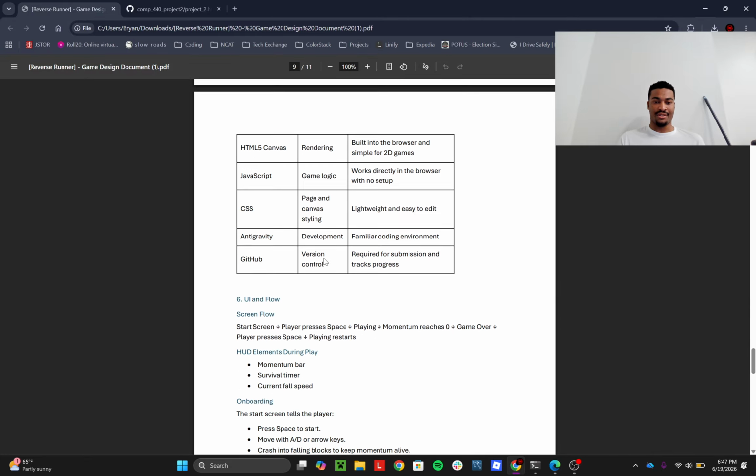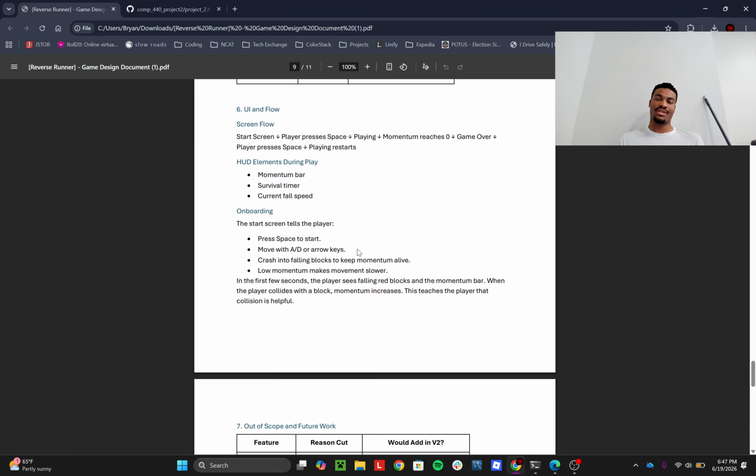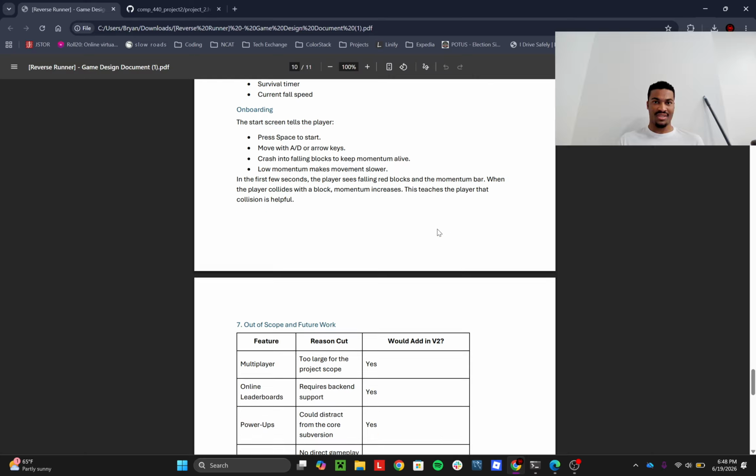Now, as for the UI and flow, the game has three states, as you saw: start, playing, and game over. The HUD contains the momentum bar, the survival timer, and the current obstacle speed. And the onboarding occurs through the start screen instructions and immediate gameplay feedback.